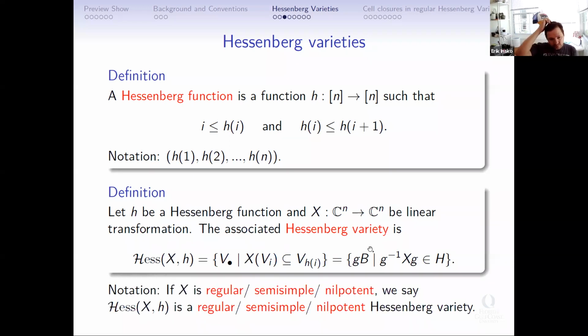Okay, and just a little bit of notation. We say that if X is regular, semi-simple, or nilpotent, then the associated Hessenberg variety is said to be regular, semi-simple, or nilpotent. And remember, regular just means that, at least in type A, the eigenvalues for each Jordan block are distinct. Semi-simple means the matrix X is diagonalizable, and nilpotent would mean that if you take X and raise it to a high enough power, you would eventually get the 0 matrix.